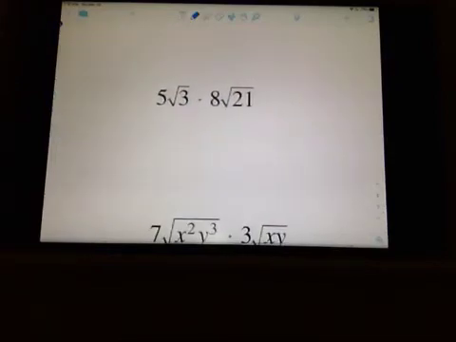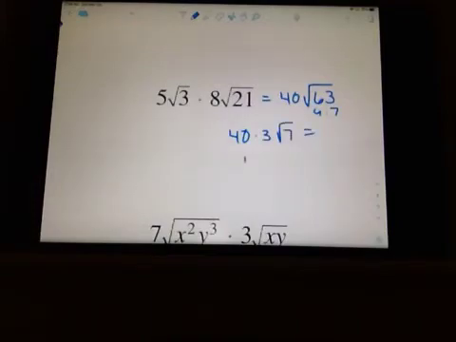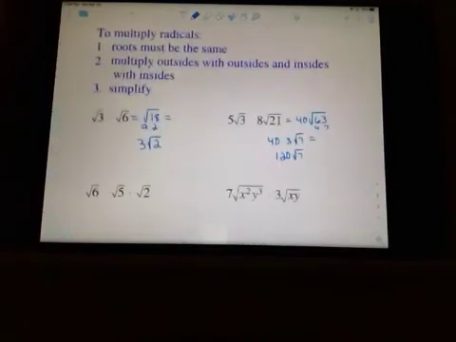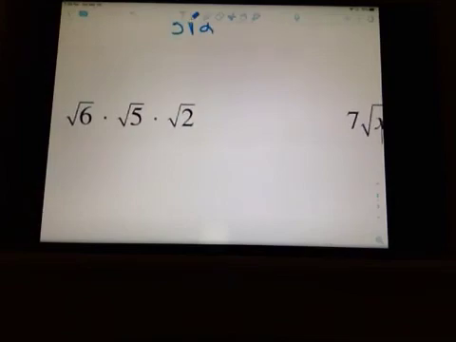5 square root 3 times 8 square root 21 is 40, square root 63. 63 breaks to 9 times 7, so I have 40 times, the square root of 9 is 3 with the square root of 7 left. 40 times 3, 120, square root 7. Six times 5 is 30, times 2 is 60. So I multiply them. 60 breaks to 4 times 15. So the square root of 4 is 2, square root of 15, I don't know.